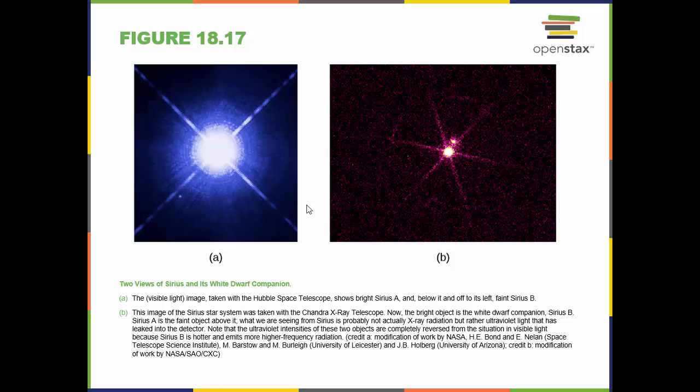But note that the ultraviolet intensities of these two objects are completely reversed from the situation in the visible light photo, because Sirius B is hotter and it emits more high frequency radiation.